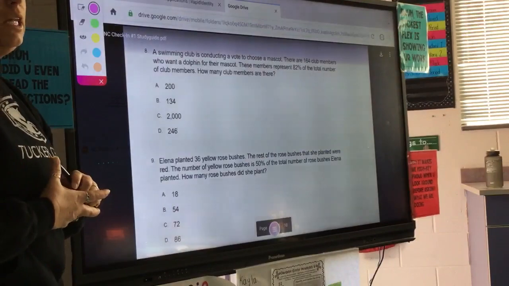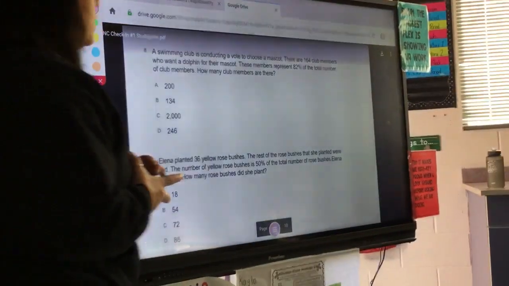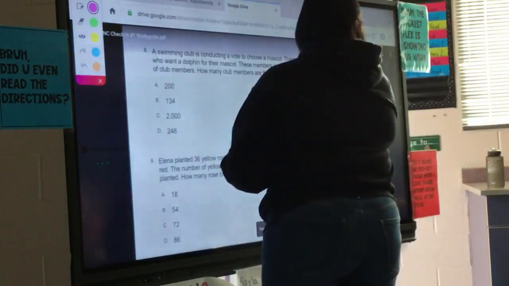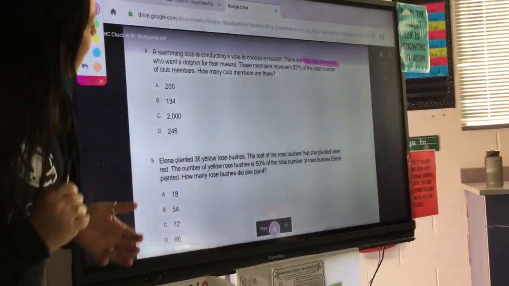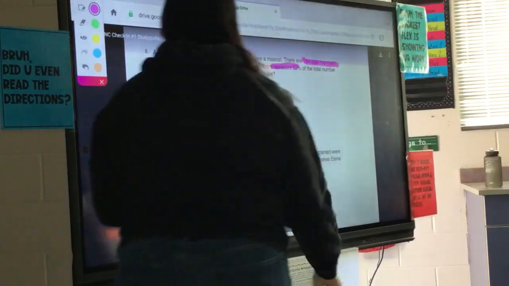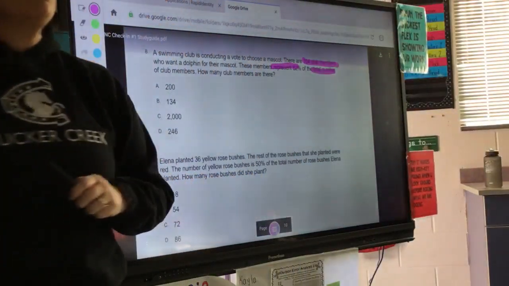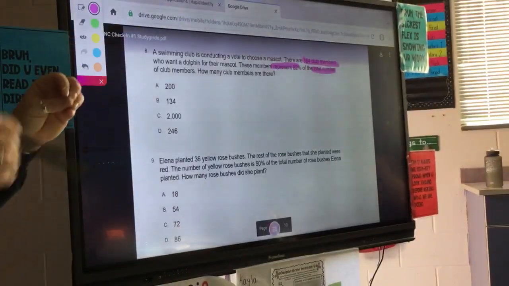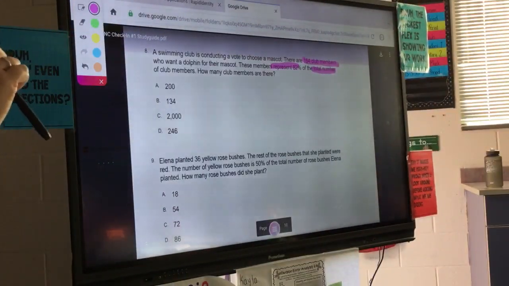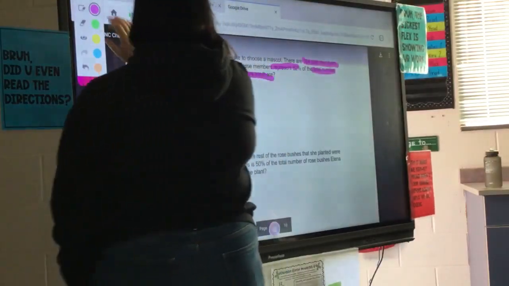So, anything important in that first sentence? No. What's important in the second sentence? 164 club members. What's important in the next sentence? Isaac. So this represents 82% of the total number. Why is total number really important, Silas? Means we're finding the whole. And then obviously we need to know how many club members that will be.